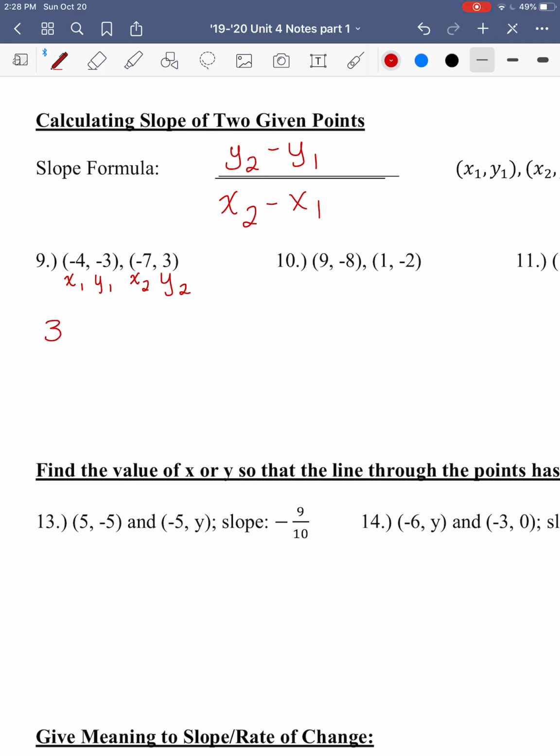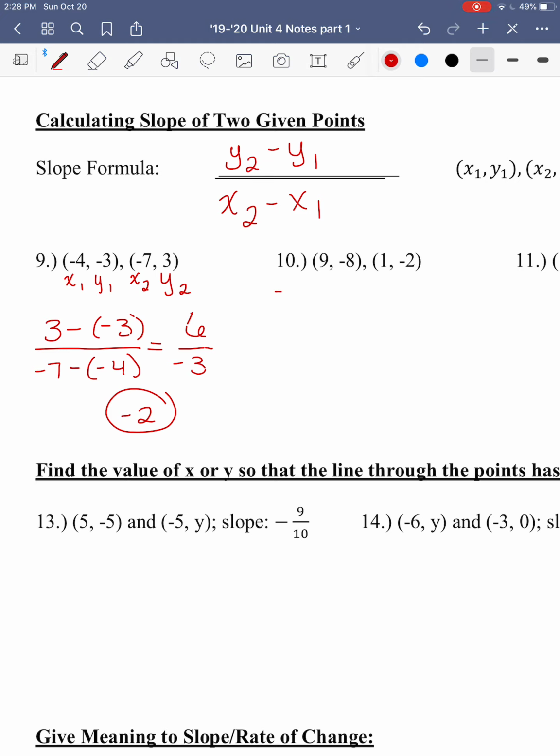And so now I'm just going to plug that into my formula. So now I have 3. Now notice how you've got minus and negative. Always use parentheses. All over -7 minus -4. So this is going to give me +6 because we end up adding. And then -7 really plus 4 is -3. So that reduces to -2.